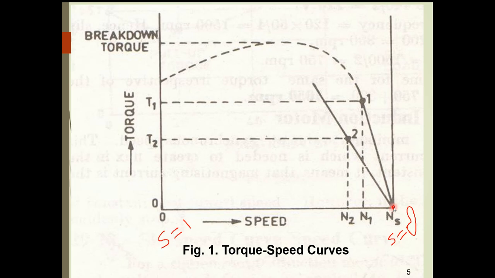Why is the torque 0 at ns? As the rotor reaches ns, the EMF will be equal to 0. When there is no EMF, there is no current and there is no torque. Okay?